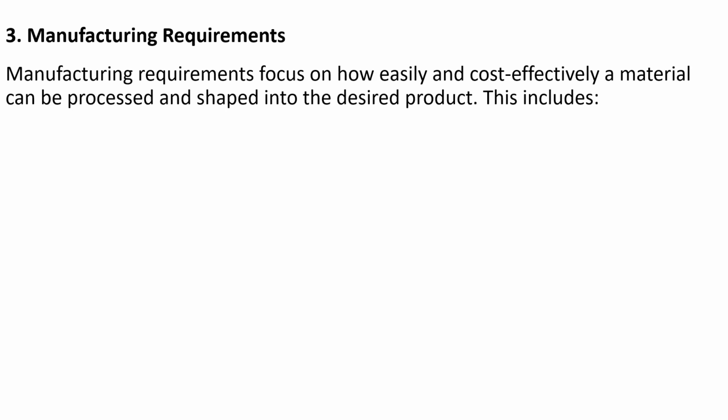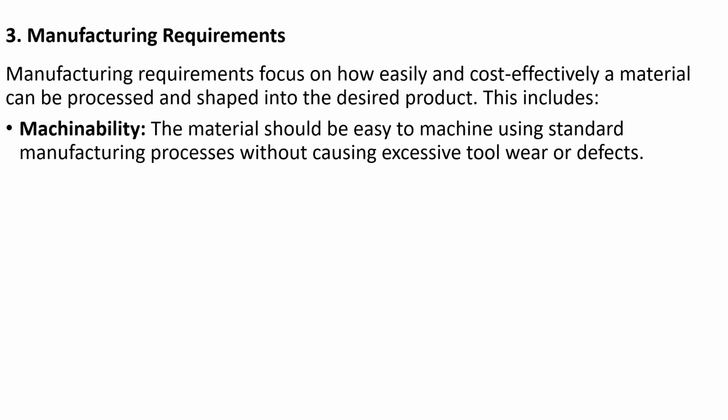Now the third requirement is manufacturing requirement. Manufacturing requirements are crucial for determining how easily and cost effectively a material can be processed and shaped into the desired products. This includes machinability, which refers to the material's ability to be machined using standard manufacturing processes without causing excessive tool wear or defects.